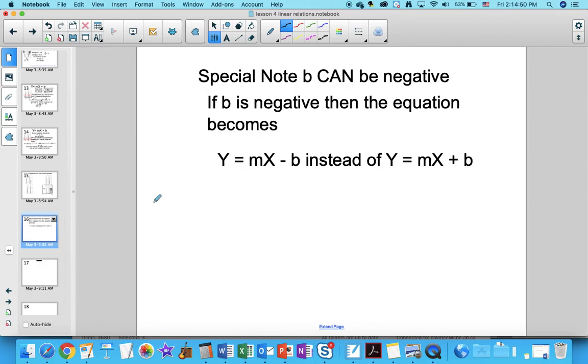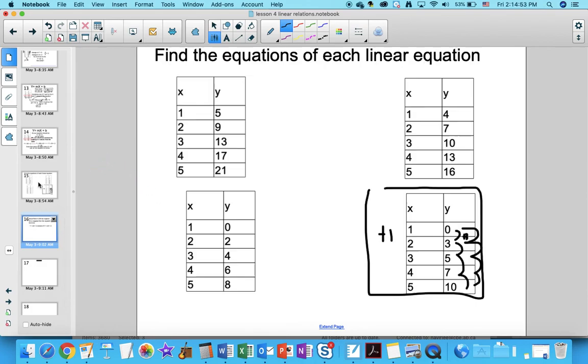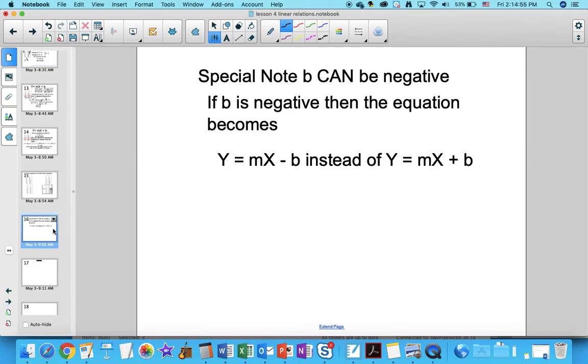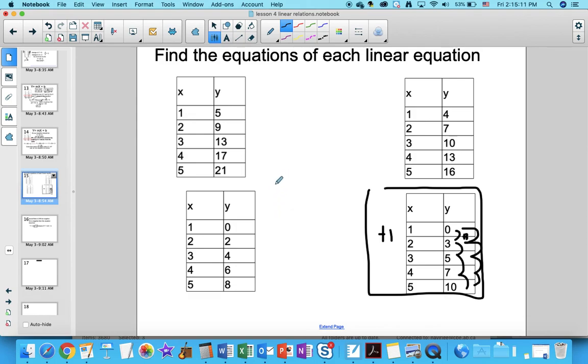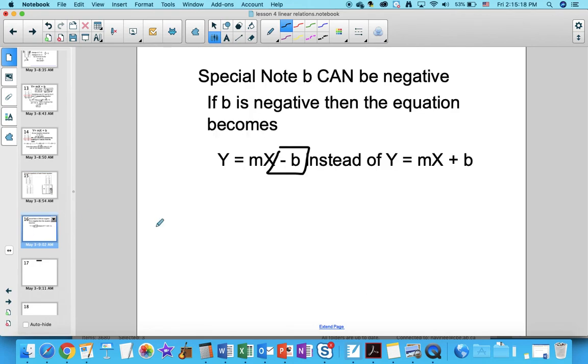So special note, b can be negative, right? We saw that on this example. And if b is negative, instead of y equals mx plus b, you just have mx minus b, right? Because b is negative. That's it. Because if you're adding a negative, like before, it was minus 2 here, it would be y equals 2x plus minus 2. That's the same as saying 2x minus 2. So you can just do minus b instead if your b is negative, all right?